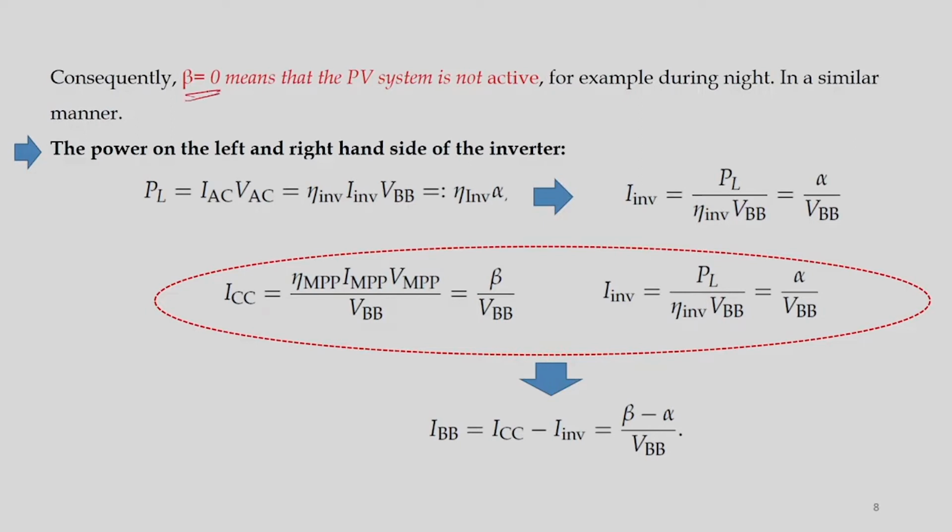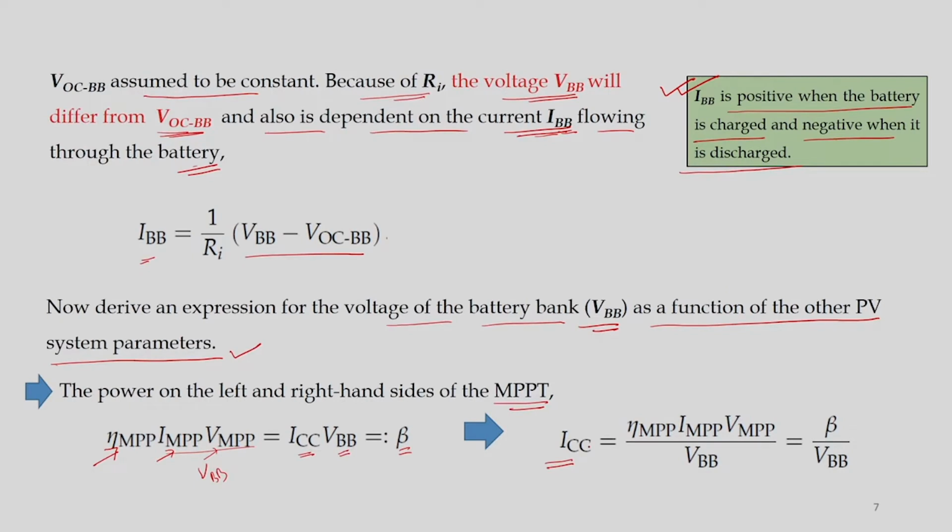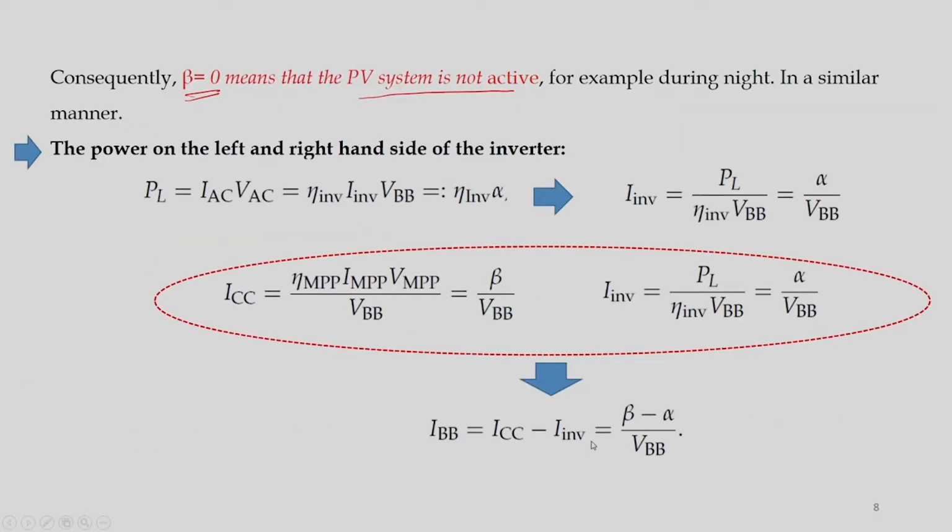If beta is 0, it means that the PV system is not active. Maybe at night the PV system is not active, because no solar radiation is falling on the PV system. So, what happens if beta is 0? You can see from the expressions that beta being 0 means no current will flow through this circuit, right.